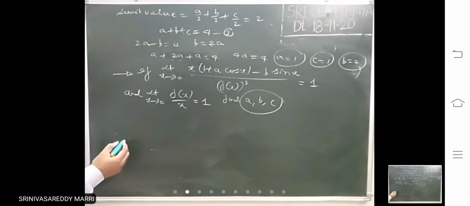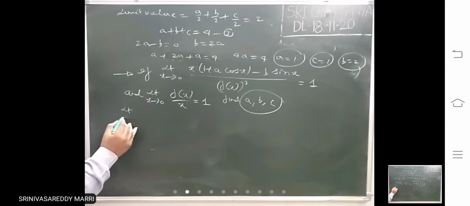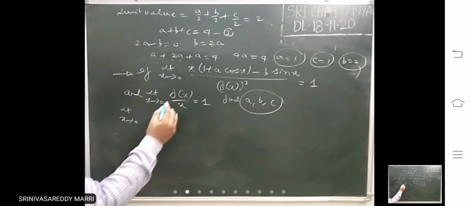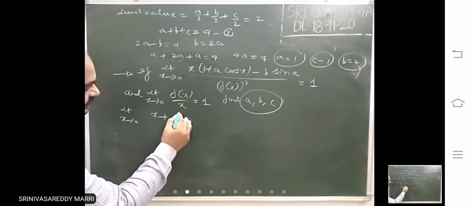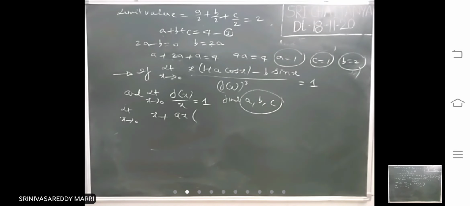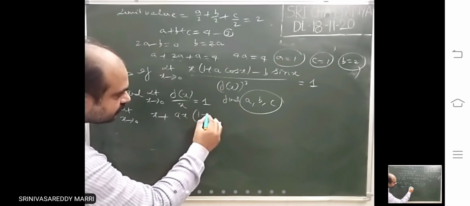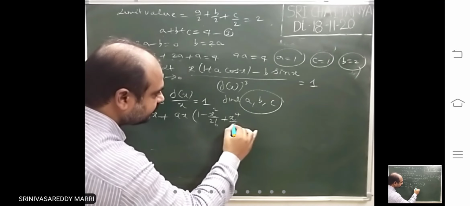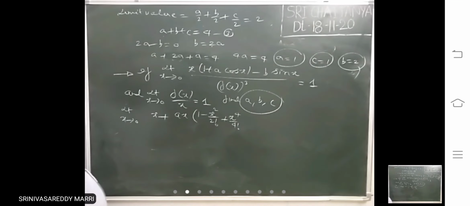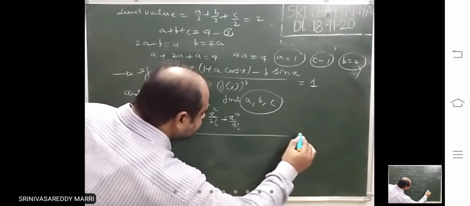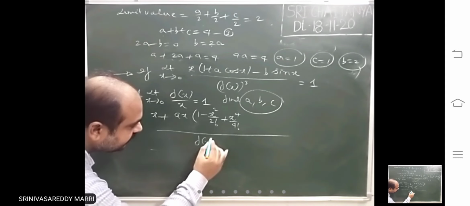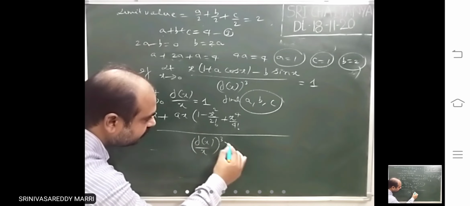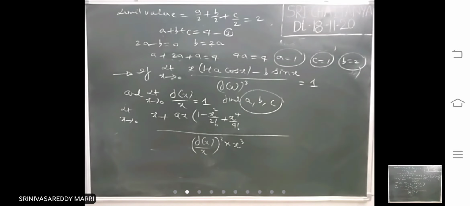So rearrange this. Look at it. Limit x tends to 0, x into 1 plus a x. Write the series: a x into 1 minus x squared by 2 factorial plus x power 4 by 4 factorial. In the denominator, rearrange it like f of x by x whole cube into x cube, because given that limit x tends to 0, f of x by x is 1.